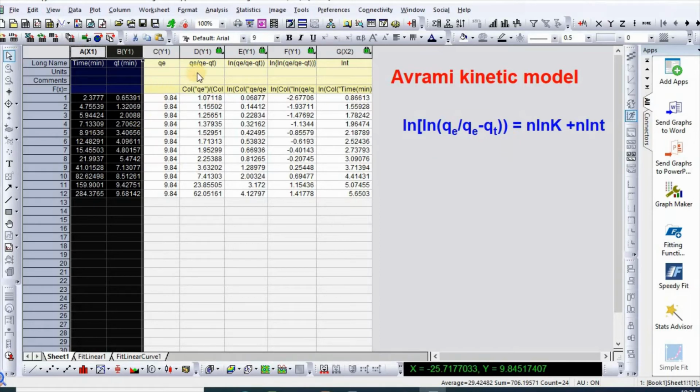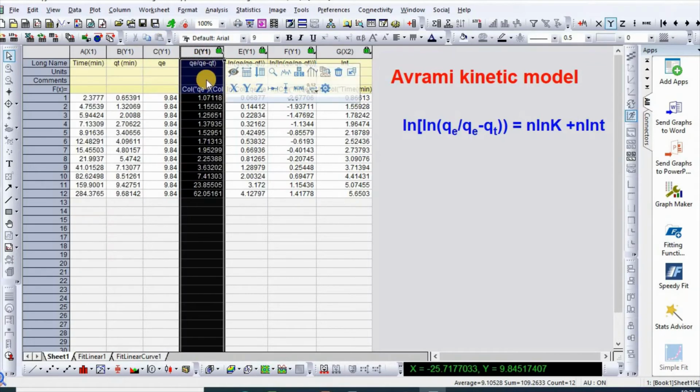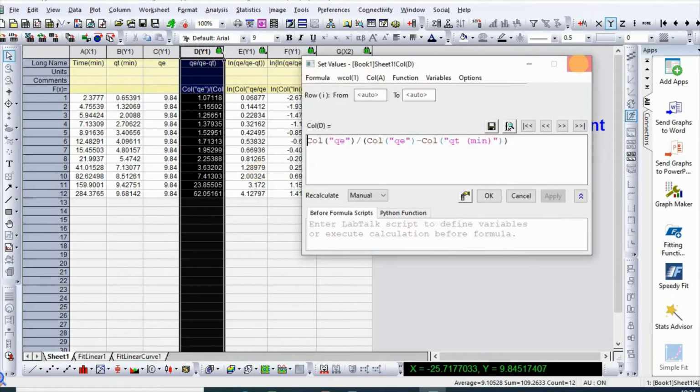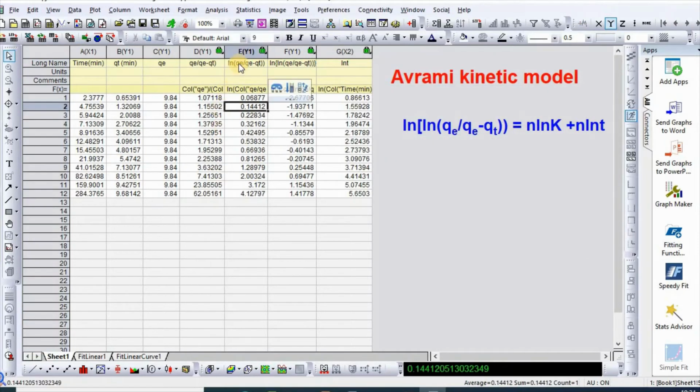In order to do that, I have converted at first Qe divided by (Qe minus Qt). Just select, right click and set column values. Similarly, I have also converted ln of Qe divided by (Qe minus Qt). Then I have converted double ln of Qe divided by (Qe minus Qt). Now, you also need to convert ln t. I have also converted this and you need to set it as the x-axis.